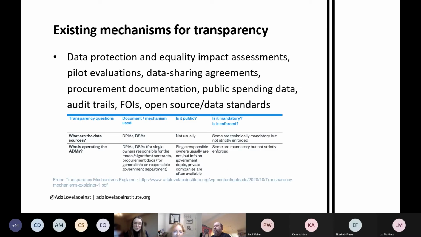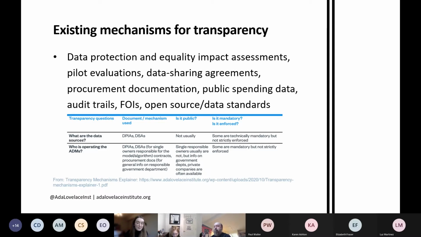So in terms of existing mechanisms for transparency, I think a really interesting consideration within the public sector is that just because they're models or algorithms, as many of you will realize, doesn't mean that there's necessarily not a huge application of existing mechanisms in place. In particular, data protection and equality impact assessments applied to these systems can be very helpful, through to procurement documentation. In practice, we see that many of these systems are developed in the private sector and procured by the public sector, through to audit trails and public spending data that you might expect on any kind of service delivery initiative.